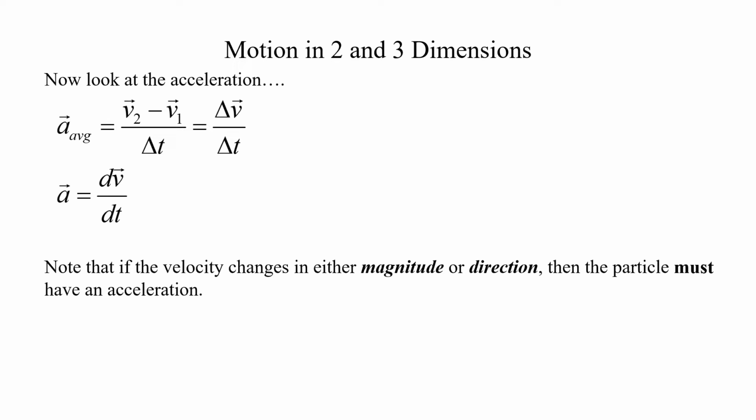So note that if the velocity changes in either magnitude or direction, the particle must have an acceleration. So even just changing the direction of the velocity without changing the speed, simply changing the direction, there's an acceleration because the velocity vector is still changing.